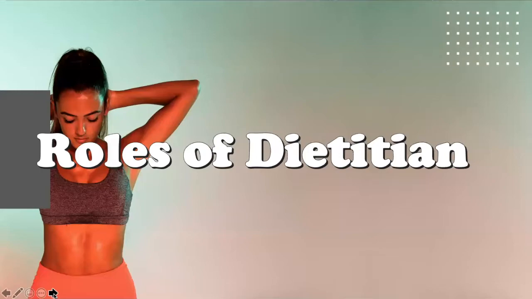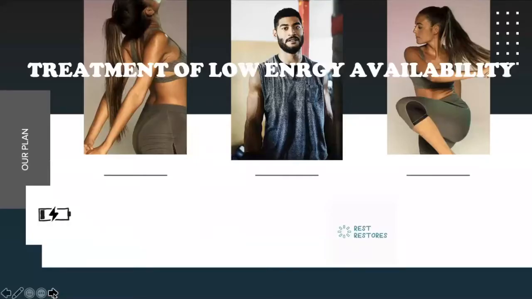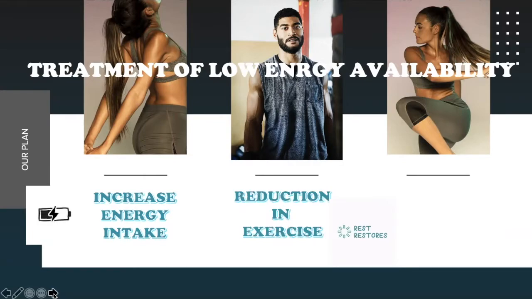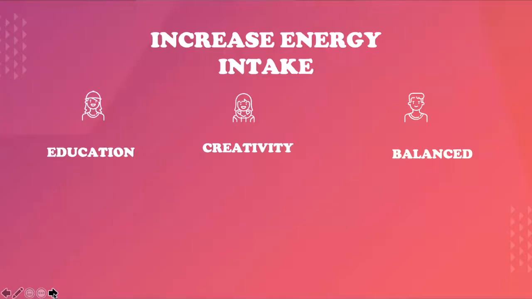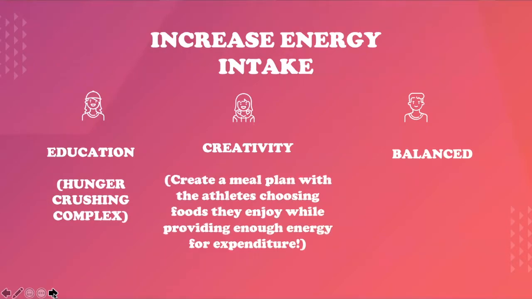So now that we've learned the screening tools, the science, what it is, what is our goal in order for treatment of REDS? What can we do as a dietitian? So the treatments can involve three things: increased energy intake, reduction in exercise, or a combination of both. So increased energy intake, we're going to educate these athletes using the hunger crushing complex, but we will dabble in the next slide. Creativity, this is where we are going to work with the athlete and design a meal plan with foods that they like, but also show them how much food that they need in order to combat their energy expenditure. And then balance.